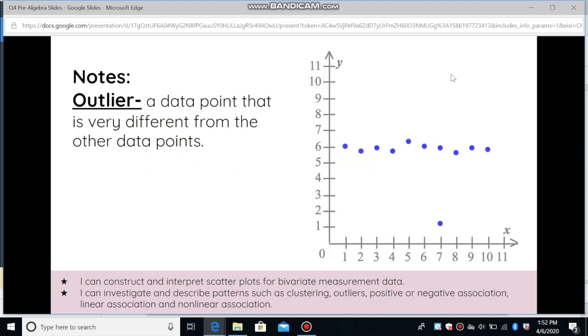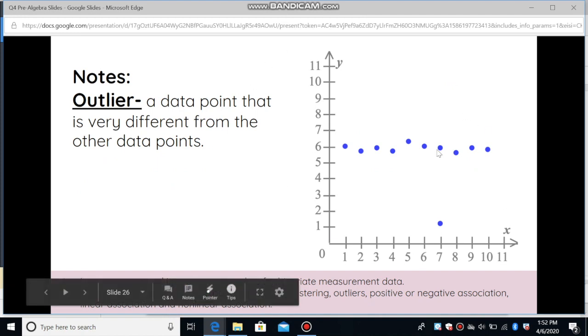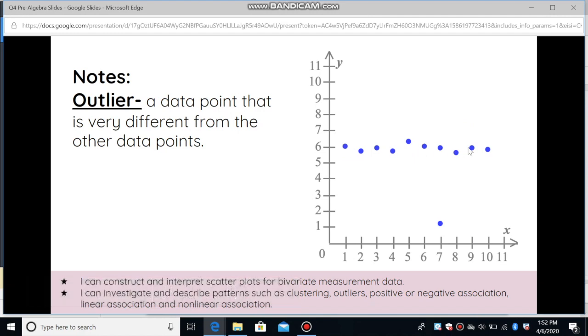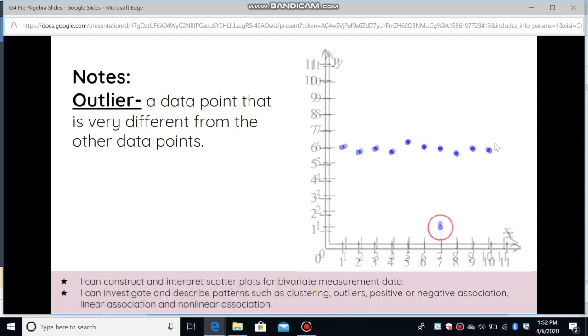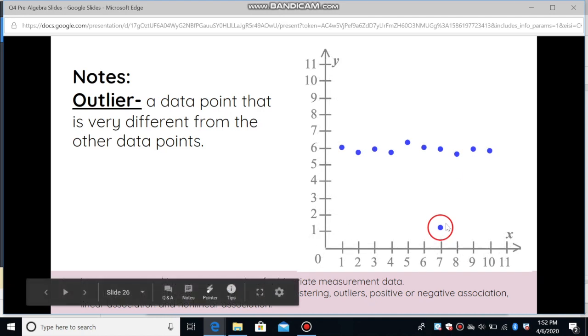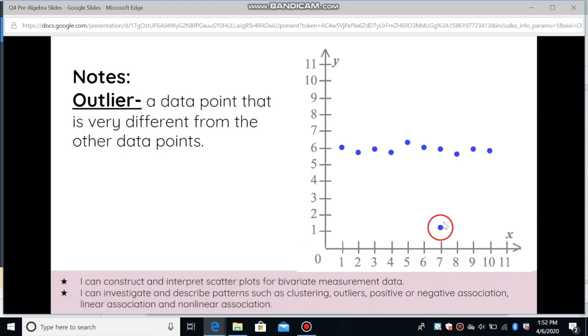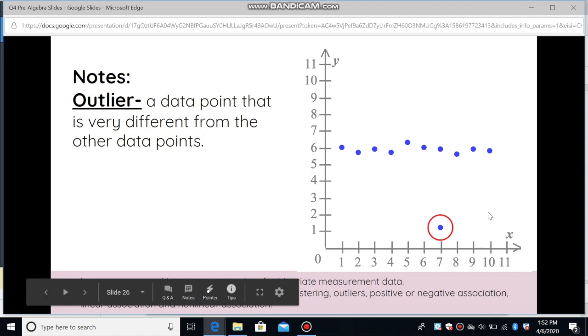First, we have outliers. An outlier is a data point that is very different from the other data points. So when I look at this example, it appears that I have all of my data points following one general pattern. Looks like it follows this line. My outlier is the point circled in red. At the value x is 7, this point looks like it does not belong with the rest. It is very far away from the other data points. So this is our outlier.